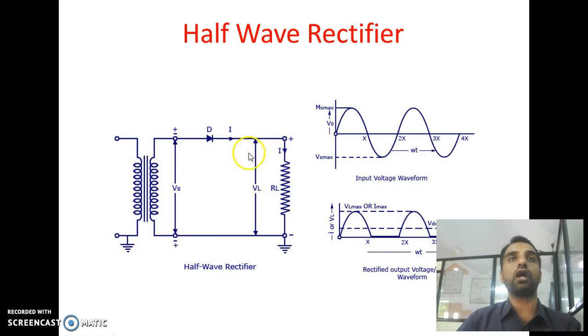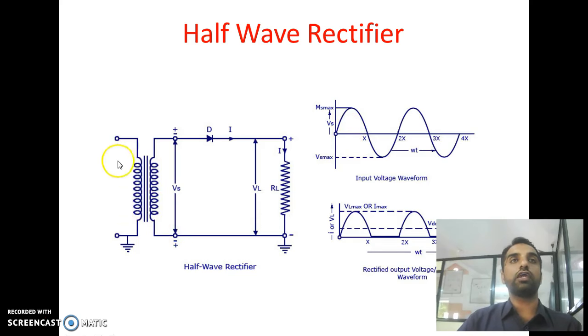Now during the positive half cycle of the AC signal, S1 is positive with respect to S2, and that's why the diode D is in the forward bias condition. It acts as a closed switch, so the total voltage appears across the load and current passes through the load resistance RL from the upper terminal to the lower terminal. So the total voltage appears across the load, and its nature is the same as that of the positive half of the AC signal.